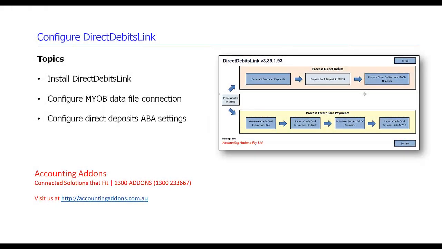I'm the lead developer at Accounting Add-ons, and today I'll show you how to configure DirectDebitsLink. DirectDebitsLink is an add-in created by Accounting Add-ons that allows you to create an ABA file to process your direct debit transactions using your MYOB data. We'll cover three topics: how to install DirectDebitsLink, how to configure the MYOB data file connection, as well as how to configure the ABA settings.